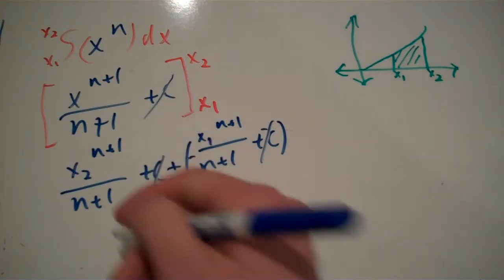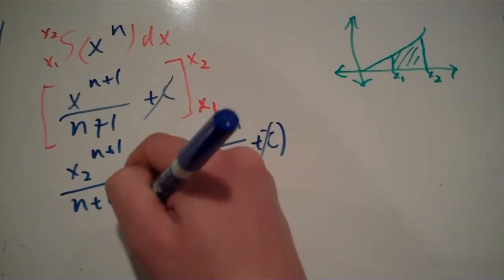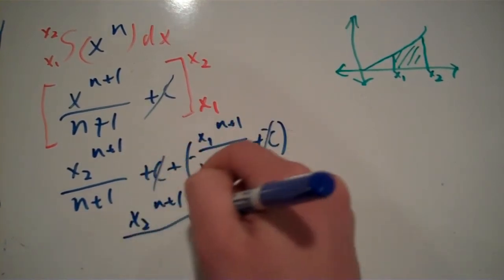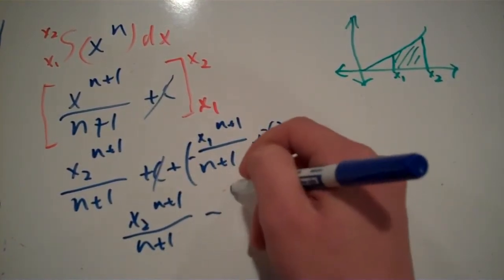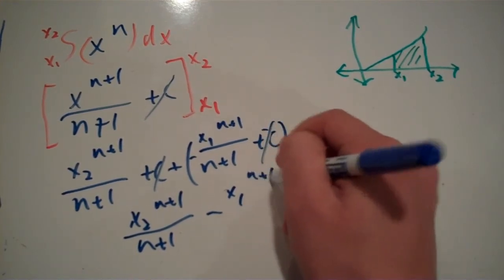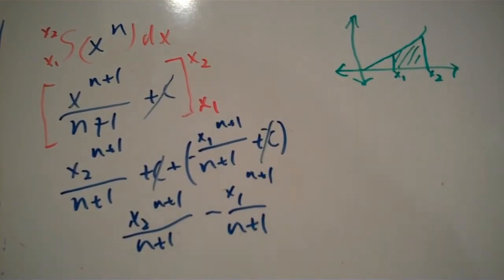But nevertheless, cleaning this up, we will have x2 to the n plus 1 over n plus 1 minus x1 to the n plus 1 over n plus 1. So, if you're going to integrate the equation x to the nth from x1 to x2, you will end with x2 to the n plus 1 over n plus 1 minus x1 to the n plus 1 over n plus 1. Now, I'm going to give an example of this so you can better see what's going to happen.